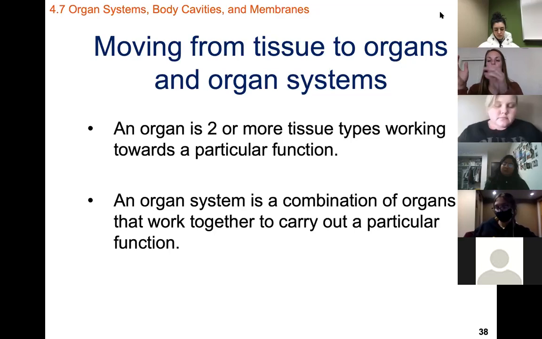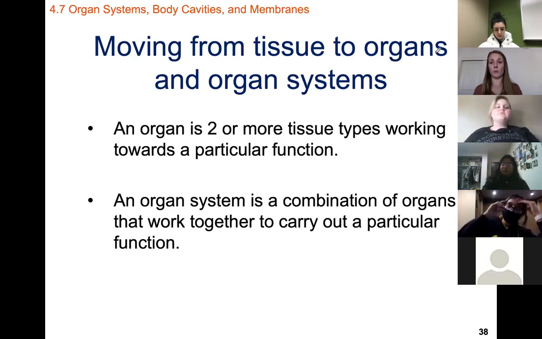So now we talked a lot about the tissues, okay? We talked about connective tissue, and we talked about supportive tissue, nervous tissue, and muscle tissue. All of these different types of tissues come together to make an organ. So an organ is 2 or more tissue types working towards a particular function. An organ system is a combination of organs that will work together to carry out a particular function. This is really important for understanding, so I'm going to say it one more time.